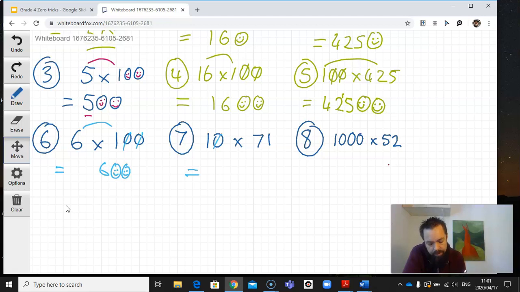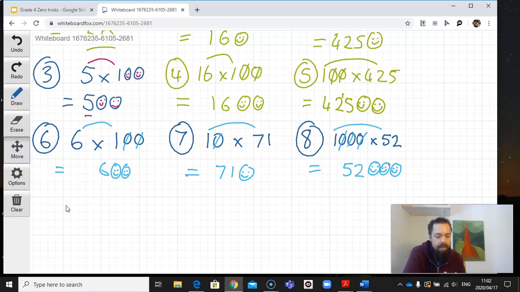Next up, I'm going to take my 1 0 and put it down at the bottom. 1 times 71 is 71, and so 10 times 71 is 710. Oh wow, now we've got 3 zeros. What can we do? Well, same rule. We're going to put those 3 zeros down at the bottom. Then we're going to say 1 times 52. And the answer to 1,000 times 52 is 52,000.